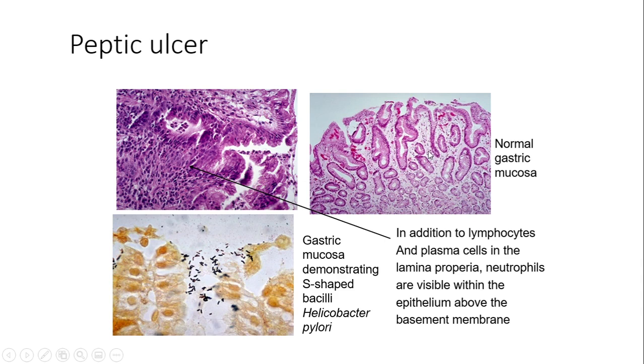Normal gastric mucosa, and here lymphocytes, plasma cells, neutrophils indicate activity, and a special stain demonstrates the S-shaped or spiral H. pylori bacilli inhabiting the upper mucus layer, not within the cells.